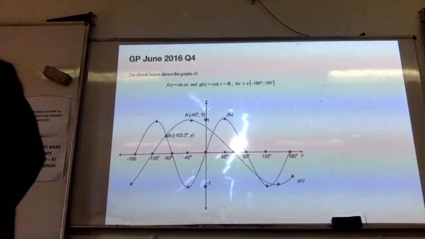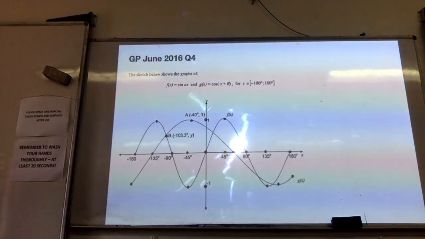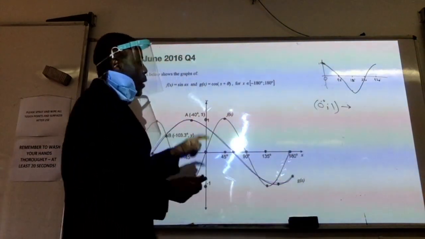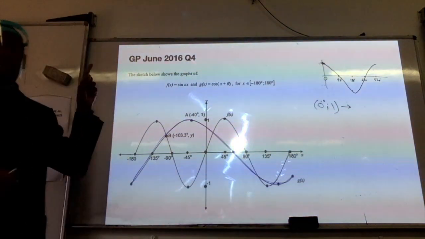I need a strategy, guys, for finding theta. Where did that point 0 degrees and 1 move to?